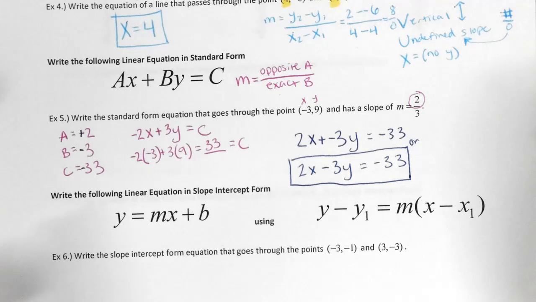Any questions with that one? We like those. I feel like those are simpler than slope-intercept form sometimes. But we like slope-intercept form because we can type it in our calculator. They both have their pros and cons.